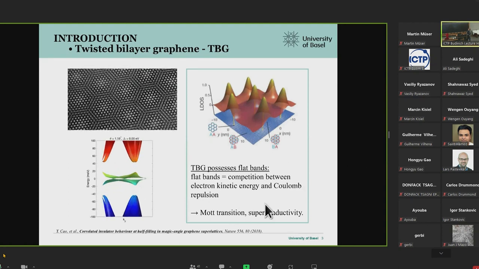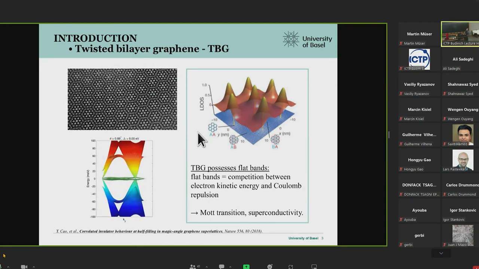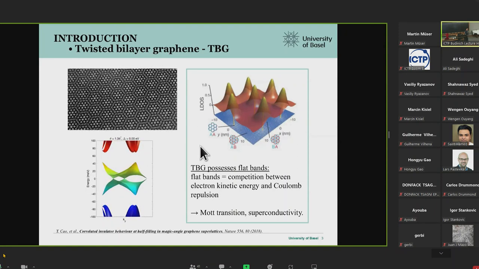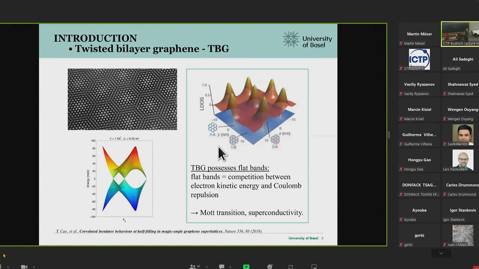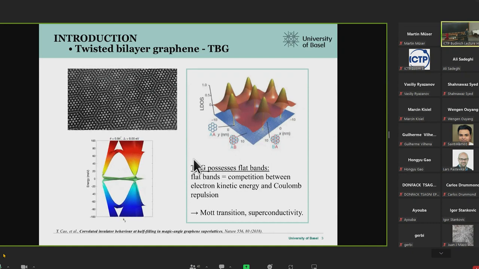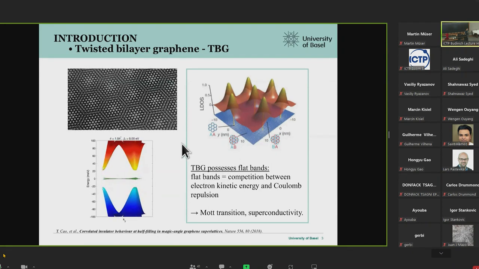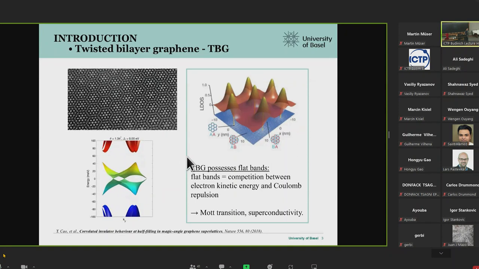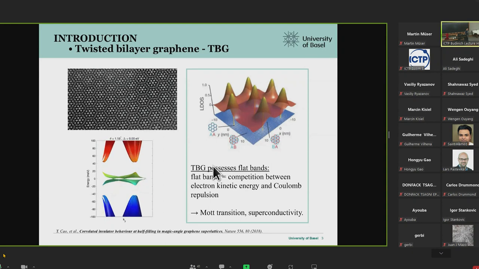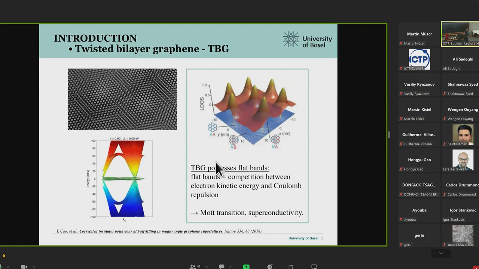So what is twisted bilayer graphene? There are two sheets of graphene that are twisted with respect to each other. And there is this magic angle twist, which is equal to 1.08 degrees. And the twist of the magic angle leads to the creation of the supercell. In the reciprocal space, this twist leads to the creation of the mini Brillouin zone.